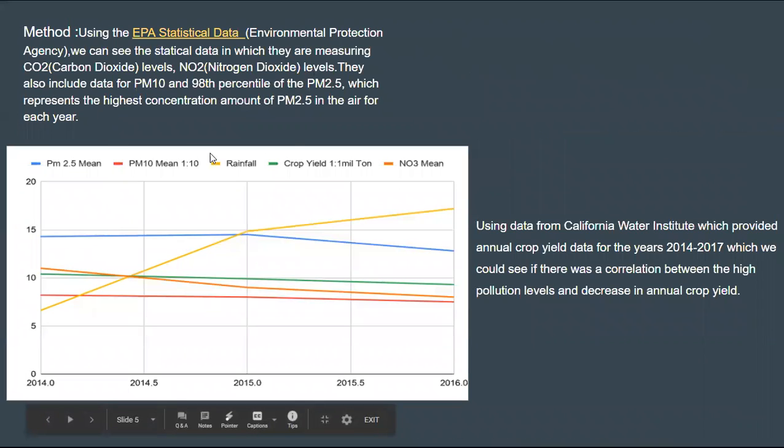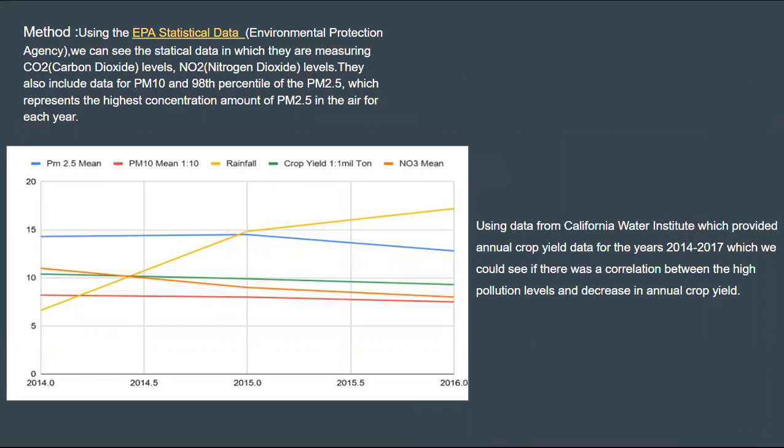And for our method, we decided to use EPA, or Environmental Protection Agency. And from their statistical data, we're able to look at their measurements for carbon dioxide levels, nitrogen dioxide levels, and also the PM10 and the PM2.5 levels, which we're able to look at the 98th percentile, or the highest concentration of PM2.5 in the air for that year.